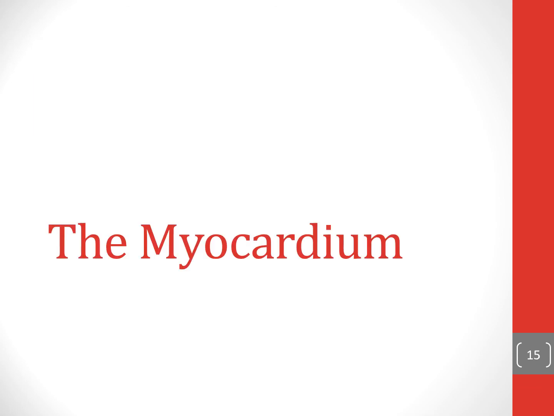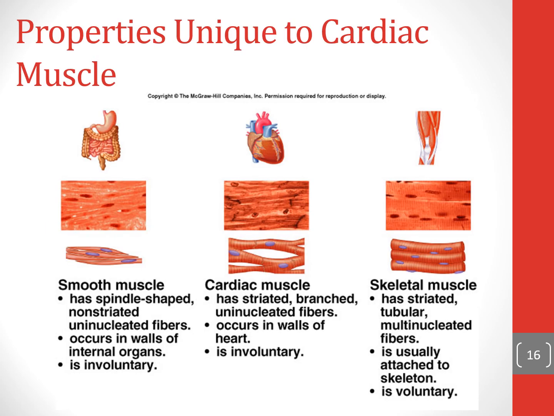So let's move forward and talk in more detail about the myocardium and some of the unique factors associated with it. You've maybe seen this slide before. Again, unique factors associated with cardiac muscle: it's striated, branched, uninucleated, and is involuntary in nature. To compare and contrast this with smooth muscle and skeletal muscle, one of its most unique factors is certainly that it's branched in nature.